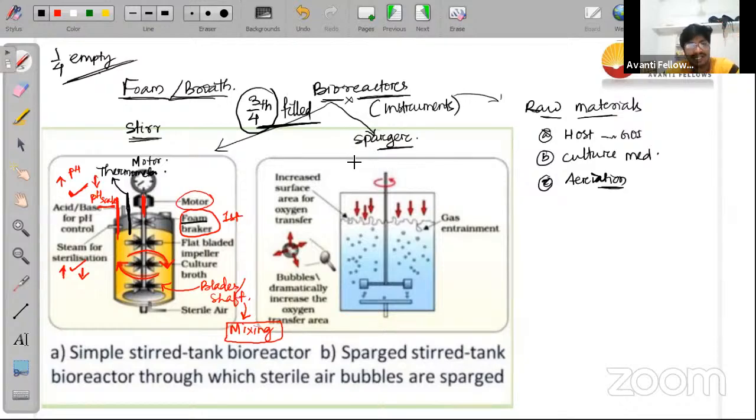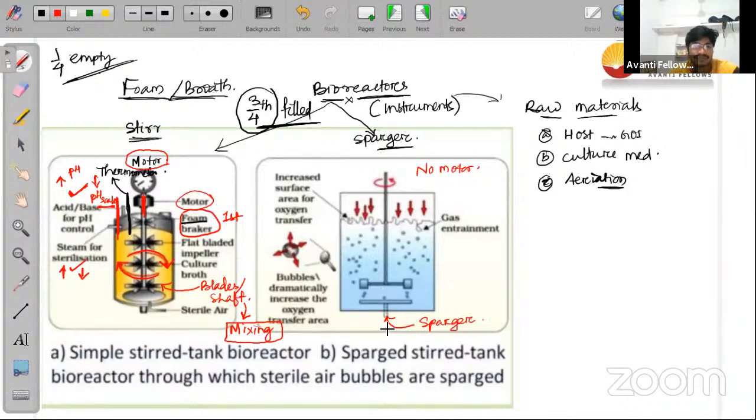Okay, and in sparger type what happens? Sparger type is slightly different from the stir type. In stir type a motor was present, but in sparger type no motor will be there. कोई motor नहीं होगा. On the lower part of the sparger type there will be a structure. This particular structure is called your sparger.